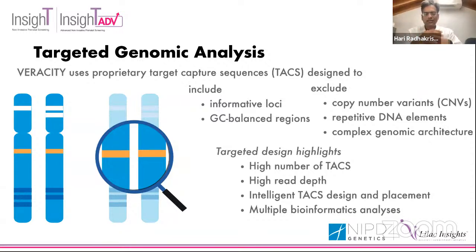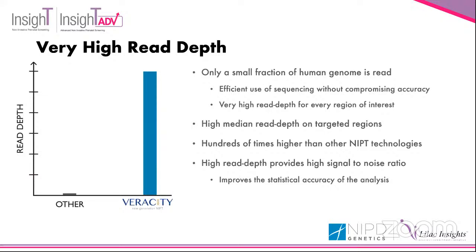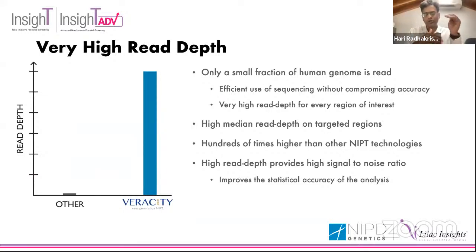We use a high number of tags. We make sure we read them to a very, very high read depth, and then we use multiple bioinformatic analyses on the data that we collect. Because we have very high read depth, we can use the SNP information to measure fetal fraction, but the high read depth also gives us a very high signal to noise ratio.